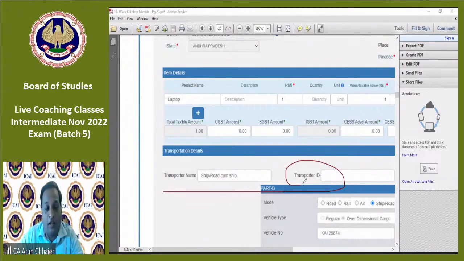Kindly confirm that the concept of the unregistered transporter and generation of the transporter ID is clear to all. Kindly confirm first that the concept of transporter ID generation, enrollment on the e-way bill website, and how their client will put it in is clear to all. Kindly confirm this part.